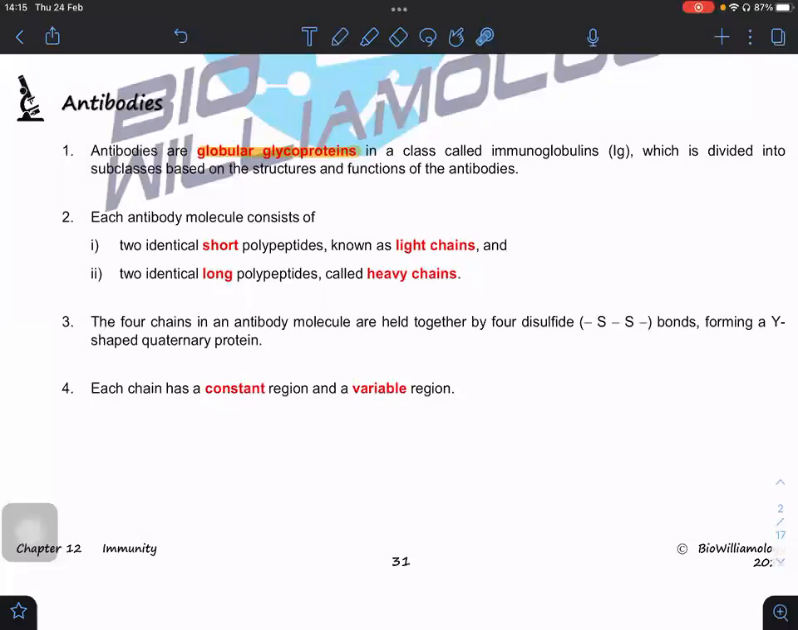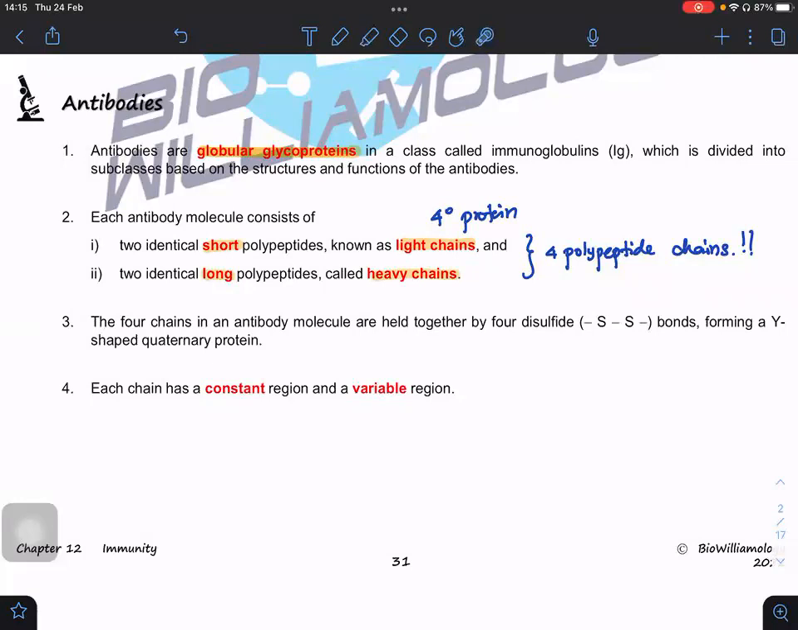Are you clear? So we have the antibody now consisting of four polypeptide chains in total. Understand? So it means that it's a quaternary protein. When we talk about protein, level 1 or primary, secondary, tertiary, it is only 1 polypeptide. So quaternary protein means they have more than 1. In antibody, they have 4. The light chains are shorter, and the heavy chains are longer, and they're identical.